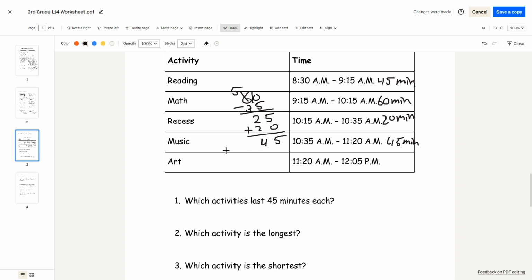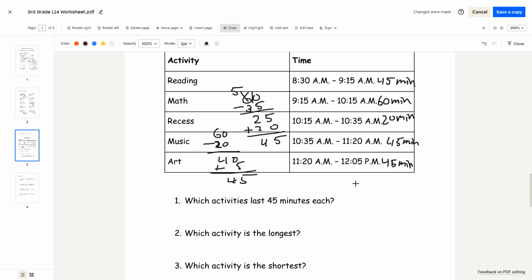And then we have 11:20 to 12, so again we do 60 minus 20, and then we get 40 here, right? 40 to reach 12, and then because we need to reach 12:05, we add 5 minutes, so we get 45. So 45 minutes. Okay, and then from this you can answer all these questions.